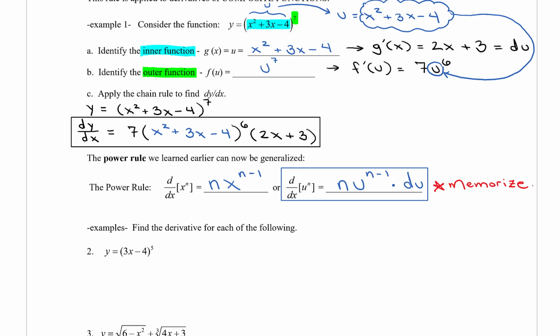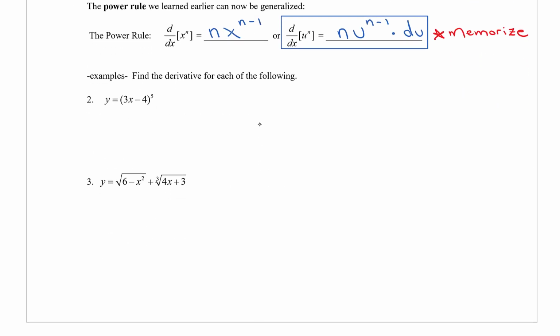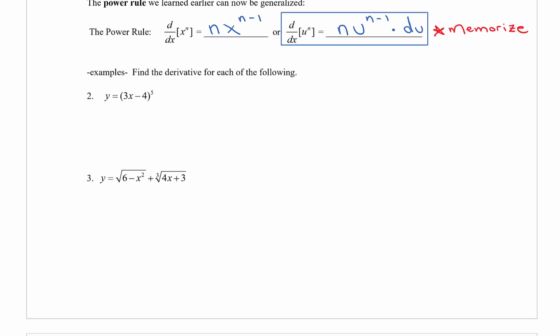Number 2, y equals 3x minus 4 quantity, all raised to the 5th power. I'm going to highlight in yellow the inner function, which is the 3x minus 4 part. After highlighting that part in yellow, I'm going to now write down that inner portion or that inner function and set that equal to u. So u equals 3x minus 4.